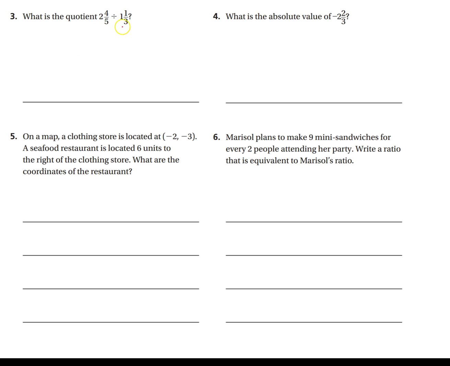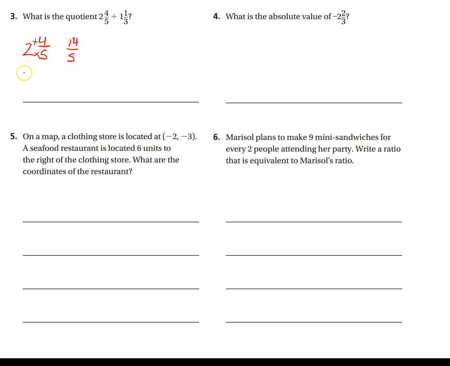The easiest way, the quickest way to solve this problem would probably be to use copy, change, flip. But before I do that, I'm going to need to change these into improper fractions. So again, a couple of different ways you can look at it to help you understand. I can do the whole number 2 times the denominator plus the numerator. So 2 times 5 is 10 plus 4 is 14/5.